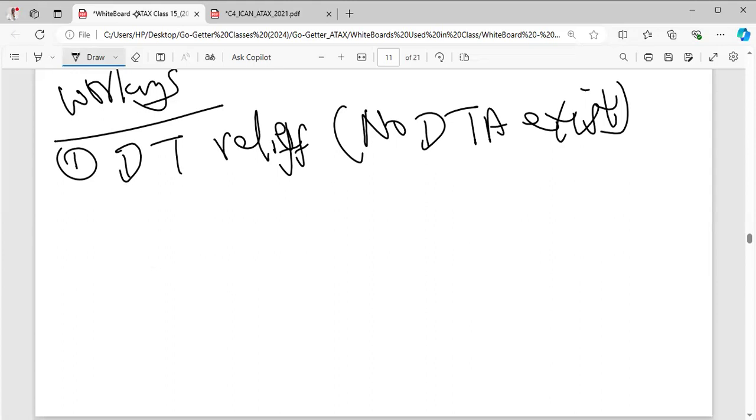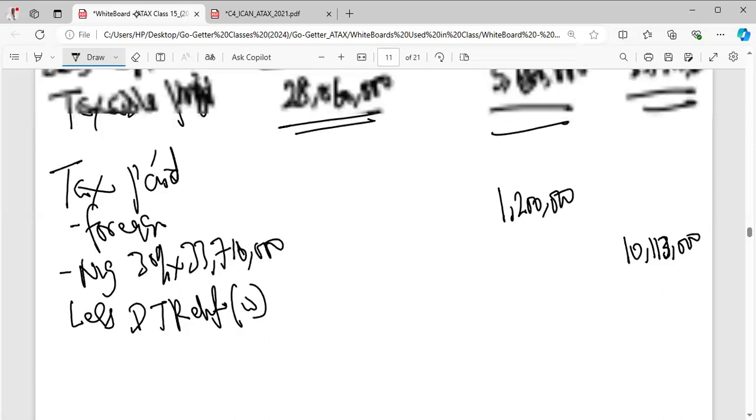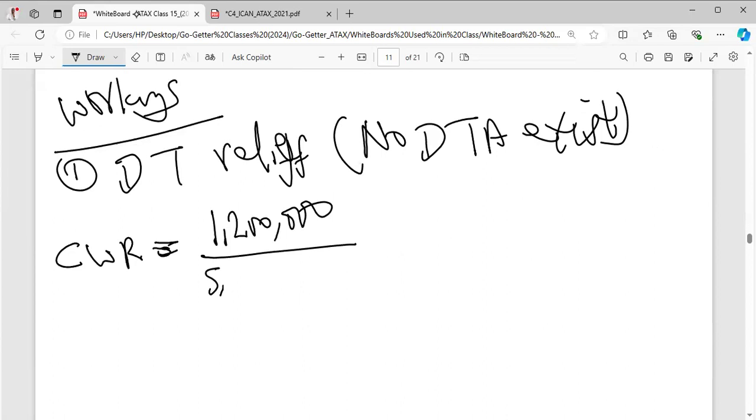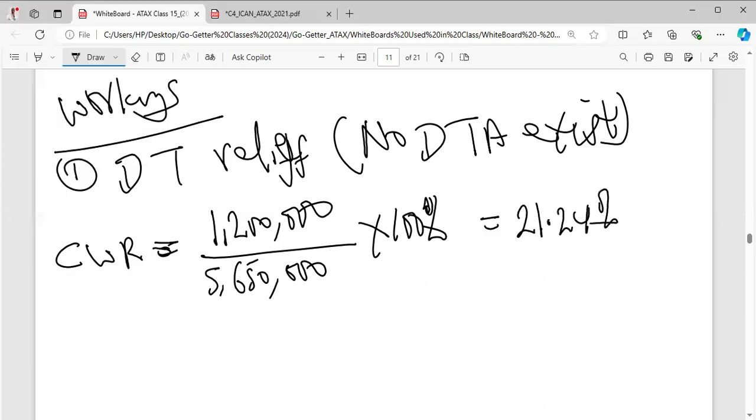So we start with CWR, which will be the foreign tax, 1,200,000, divided by taxable profit 5,650,000, times 100%. 1,200,000 divided by 5,650,000 times 100 gives us 21.24%. Okay, that's your tax rate.